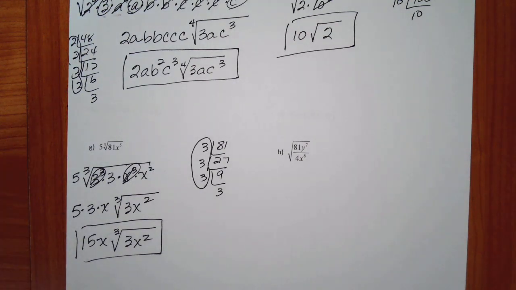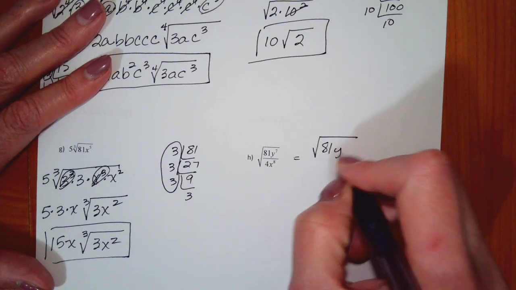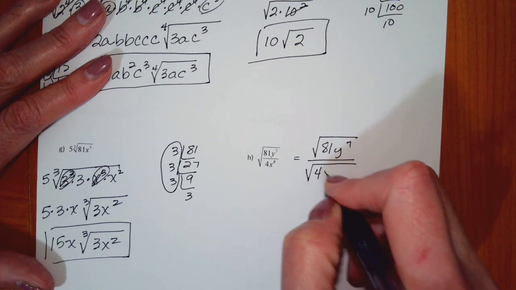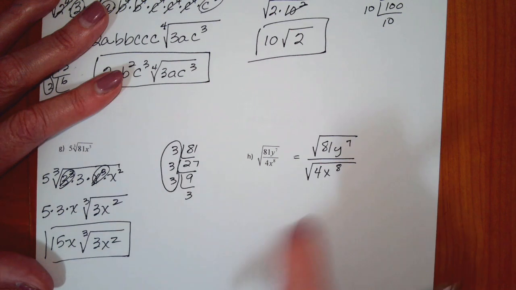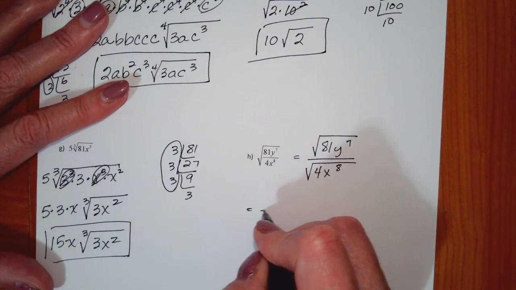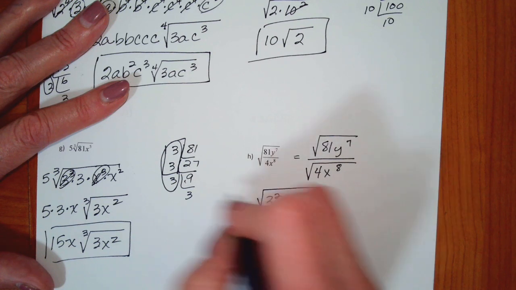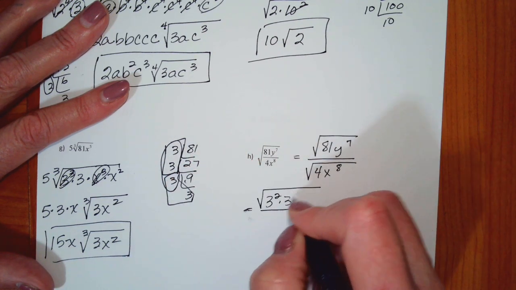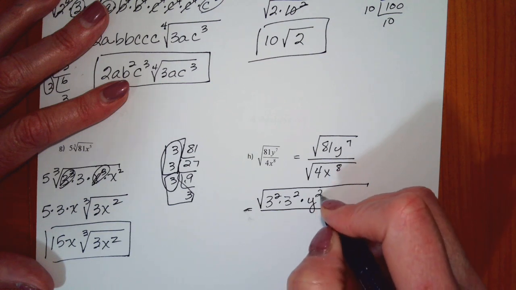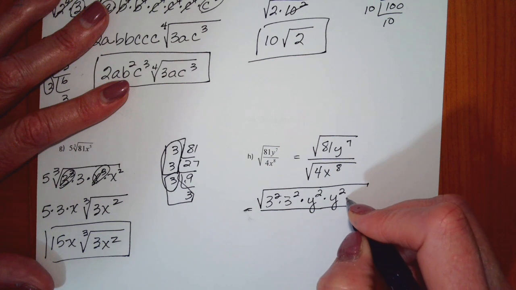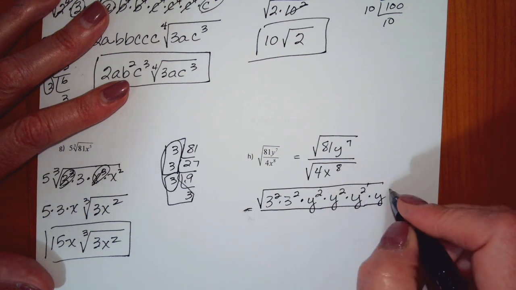Okay. All right, my next one is a square root. We just did 81, but I'm going to split this up into the square root of 81y to the 7th divided by the square root of 4x to the 8th. But now instead of splitting up the 81 into 3s, I'm going to have to put it into pairs. So this is 3 to the second times 3 to the second. And for my y, 7 is bigger than 2, so I can write it as y to the second, y to the second, y to the second times y. 2 plus 2 plus 2 plus 1 is 7.